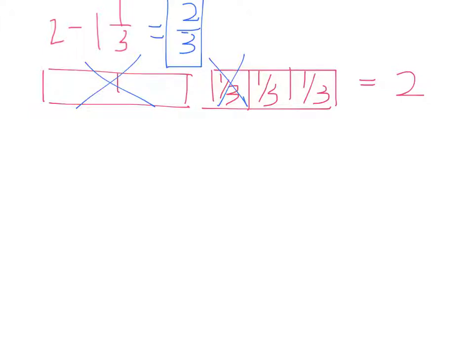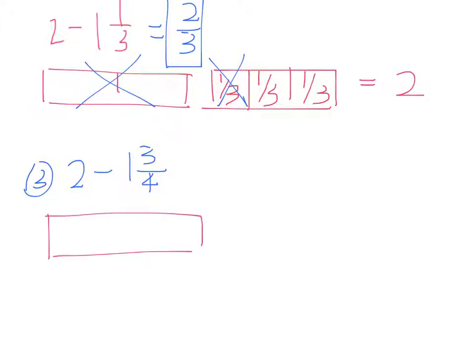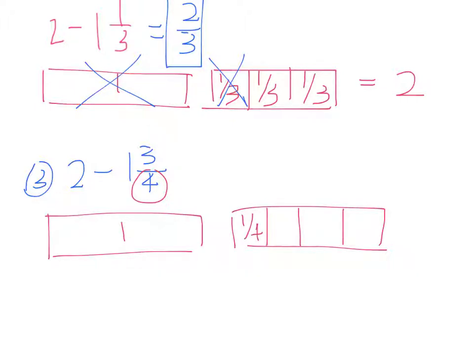So if I have number 3, let's look at number 3. I have the problem here. 2 minus 1 3/4. So I'm going to have one whole. And then I have another whole. But this time it's going to be split up into what? Fourths, right? Because I look at my fraction here and I look at the denominator and it's in fourths. So 1, 2, 3, 4. So I have it divided into fourths. Okay, one whole and then one other whole but as fourths.